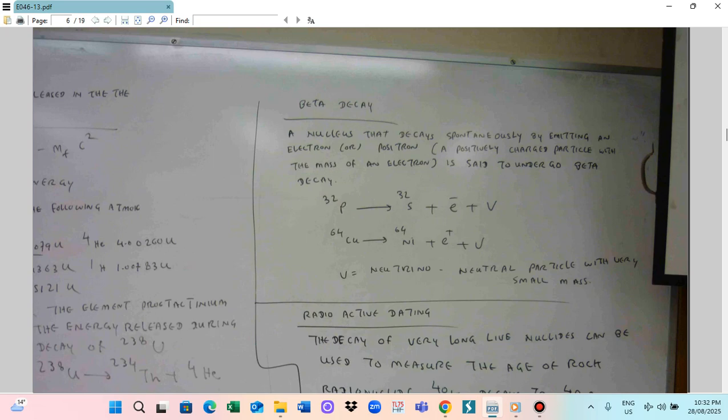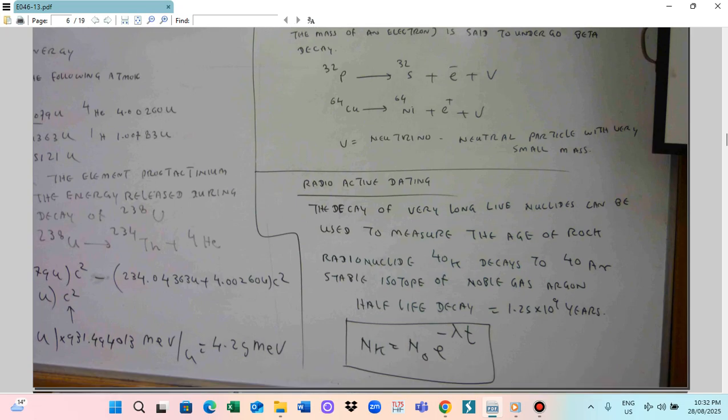Radioactive dating. Dating means that we can measure the age. How can we measure it? By the content of the carbon. The radioactive material in the rock can be calculated by measuring the content of the radioactive materials in the rock. We can know how old the rock is. So the age of the rock can be measured. The decay of very long-lived nuclei can be used to measure the age of the rock.